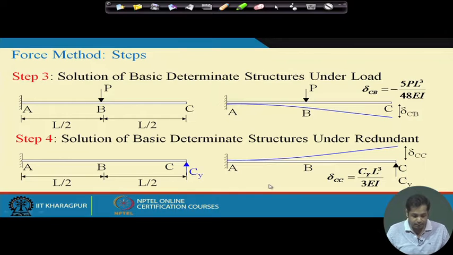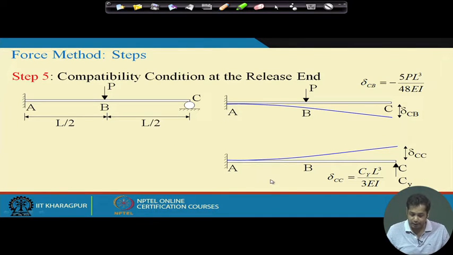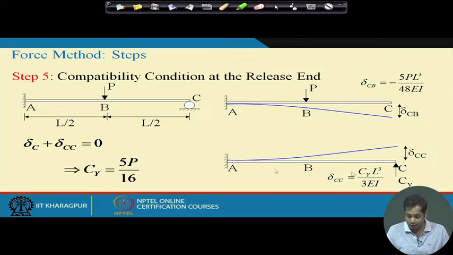Now, the next step is using the compatibility condition at the release end. Now, in this case our release end is at C. So, what is the compatibility condition at C? Compatibility, what is the constraint at C we have? The deflection at C is equal to 0. Now, the compatibility condition says that delta CB plus delta CC, so total deflection at C will be this plus this, that is the principle of superposition, and that should be equal to 0, that is the compatibility condition. Now, we know what is delta CB, we know what is delta CC. If we substitute that, we get the value of Cy. The value of Cy is this.